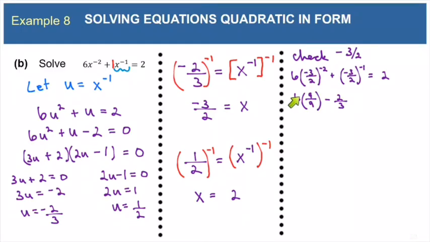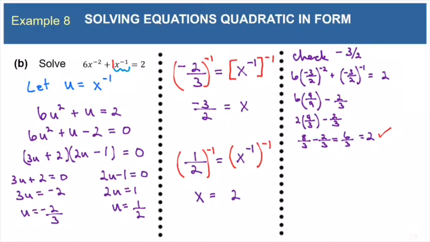Okay, when we multiply the 6 times the 4/9 here, the 6 and the 9 can both be divided by 3, so we'll do that. 6 divided by 3 is 2, and 9 divided by 3 is 3. That's going to give me 2 times 4/3 minus 2/3. Now, 2 times 4/3 is 8/3. So now I have 8/3 minus 2/3. Of course, that's 6/3, and that simplifies to 2, which matches our right side, so this is a good solution.